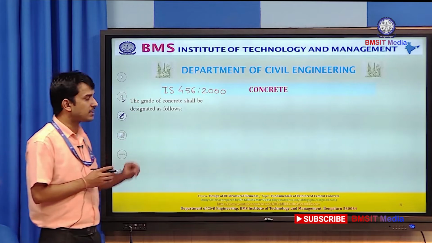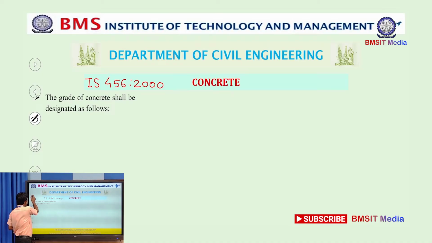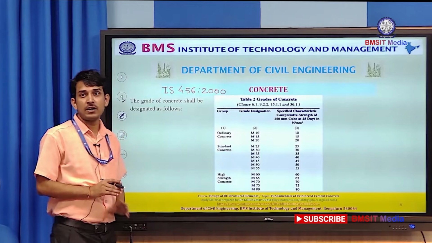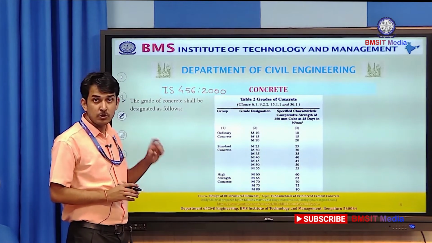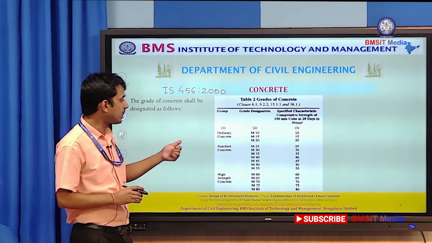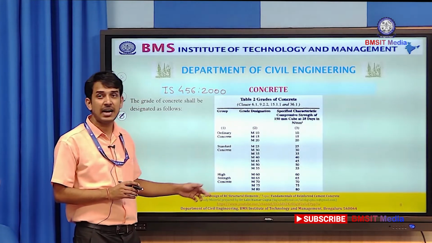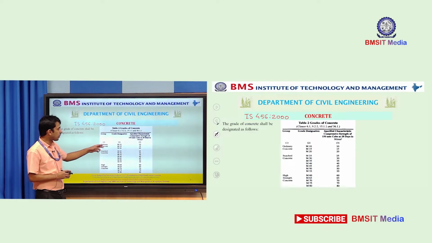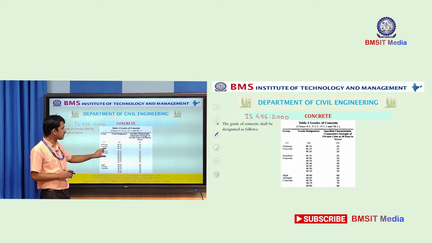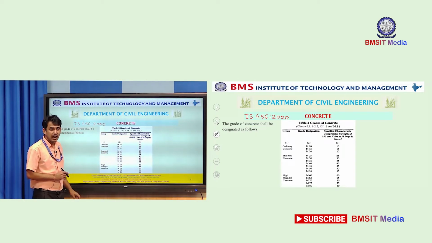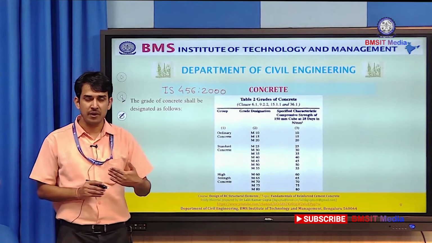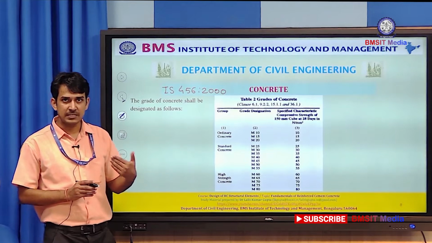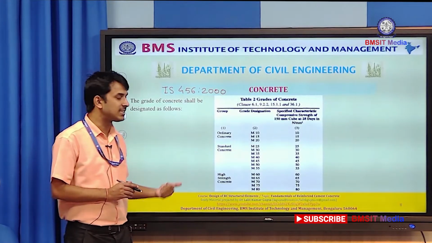As per this code we have one table that shows what types of grade of concrete we have. This code divides the concrete into three types: the first is the ordinary concrete, the second is the standard concrete, and the third is the high strength concrete. The ordinary concrete is from grade M10 to M20. For the standard concrete we have grades from M25 to M55, and from M60 and above we call it high strength concrete.